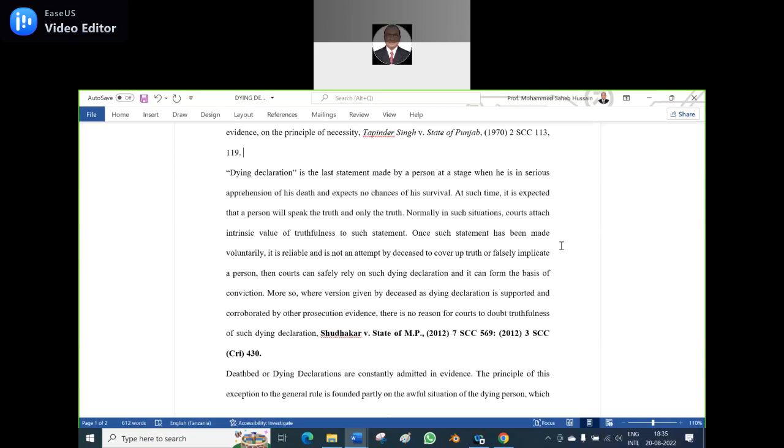Normally in such situations, courts attach intrinsic value to the truthfulness. See, extrinsic and intrinsic, both are there. Once such a statement has been made voluntarily, it is reliable and is not an attempt by the deceased to carve the truth or falsely implicate a person, then courts can safely rely on such a dying declaration and it can form the basis of conviction.